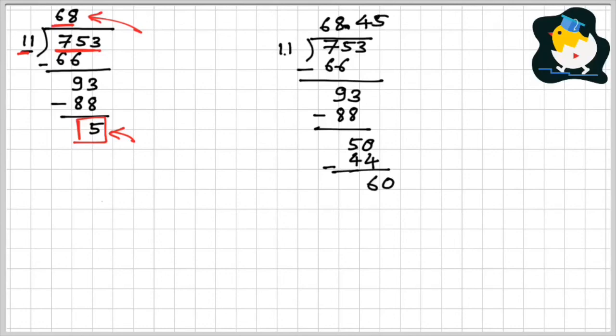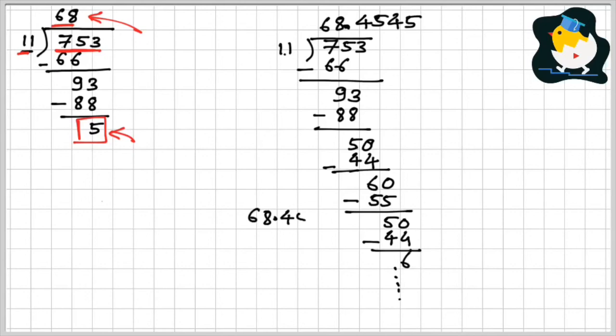Then 11 5s are 55. Then after subtraction we will have 5. I will have to take 50. So 11 4s are 44, and again 6. I hope you understand this now, that it is going to be a recurring one. So 68.454545. So your answer is 68.45 bar. That is, if we take 753 divided by 11, our answer is 68.45 bar if you go to the fractional answers. And if we are talking about the whole numbers, then this is that.